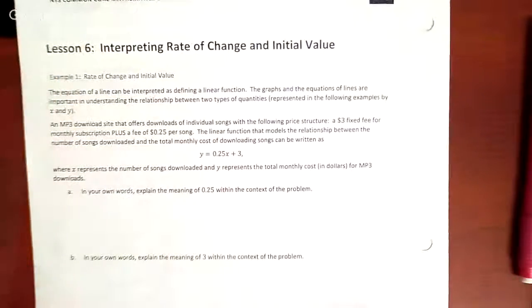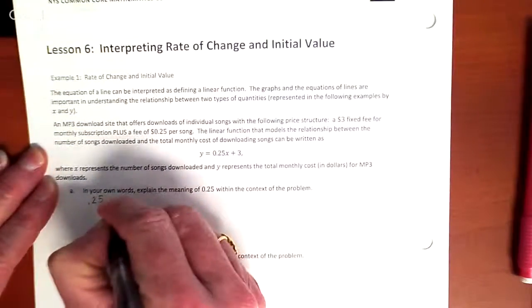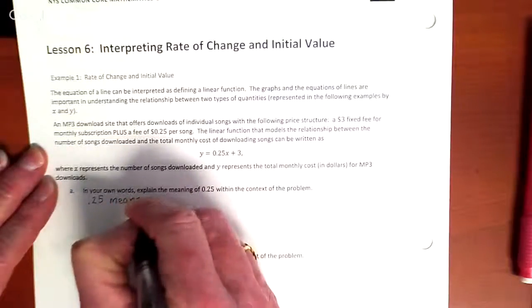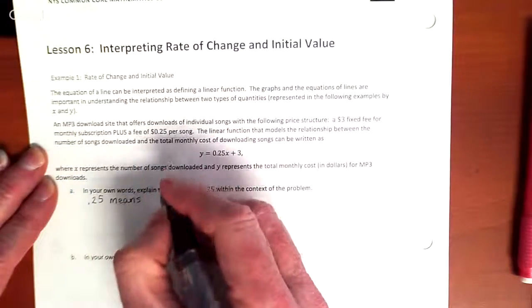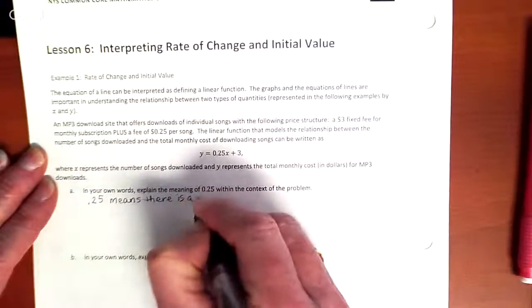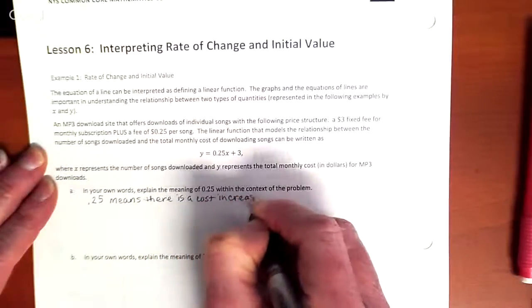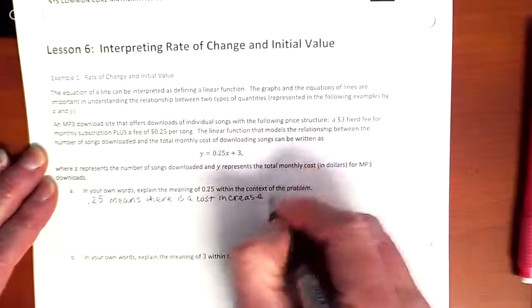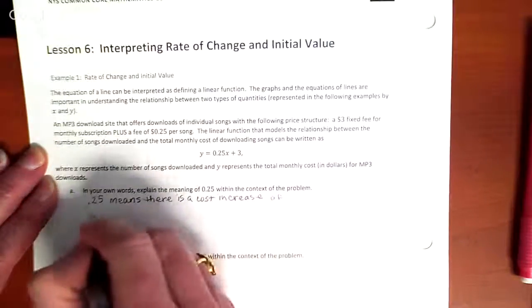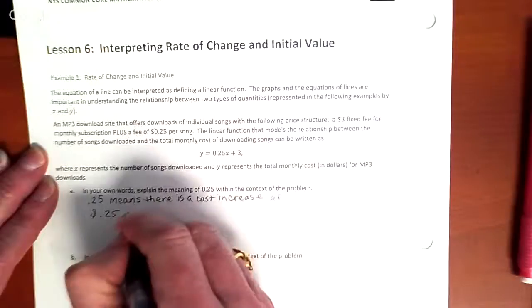In your own words, explain the meaning of 0.25 within the context of the problem. 0.25 means there is a cost increase of 25 cents for every one song downloaded.